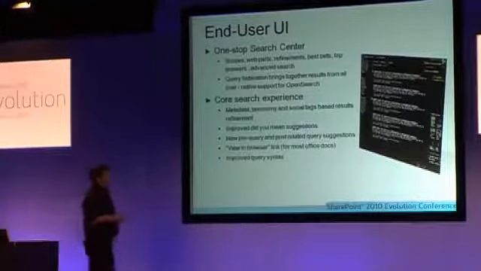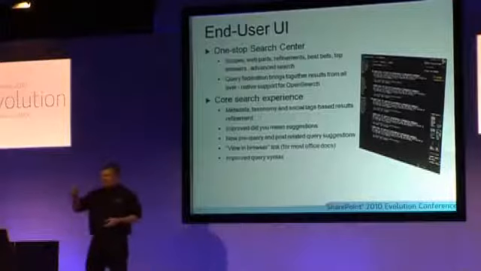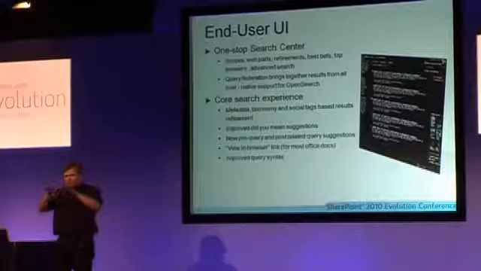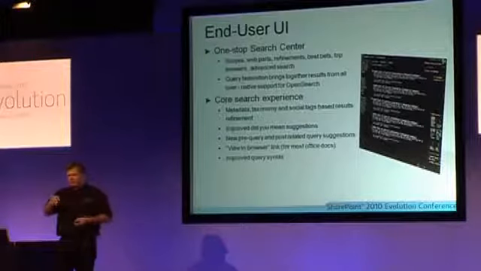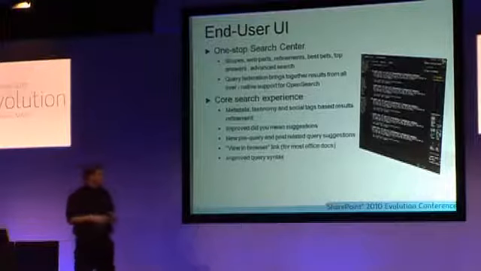So things like pre-query and post-query related suggestions. A big phenomenon on the internet, probably a couple of years ago now, was that when you started typing your search term, you got a drop-down showing what other people, or you, might search for. That's now capable within the product. It's out of the box with SharePoint now.